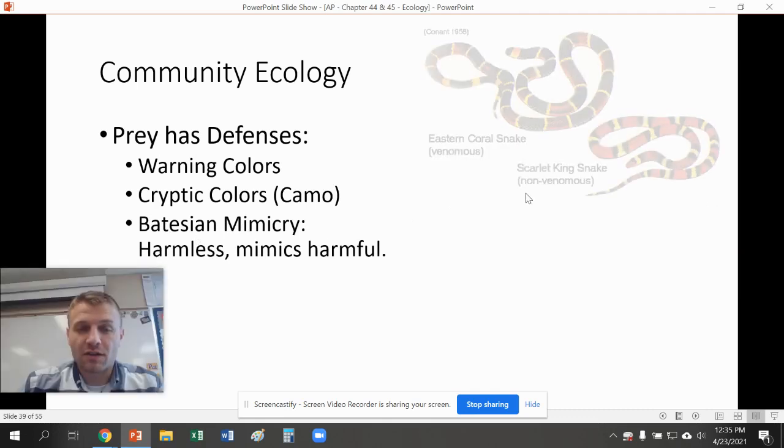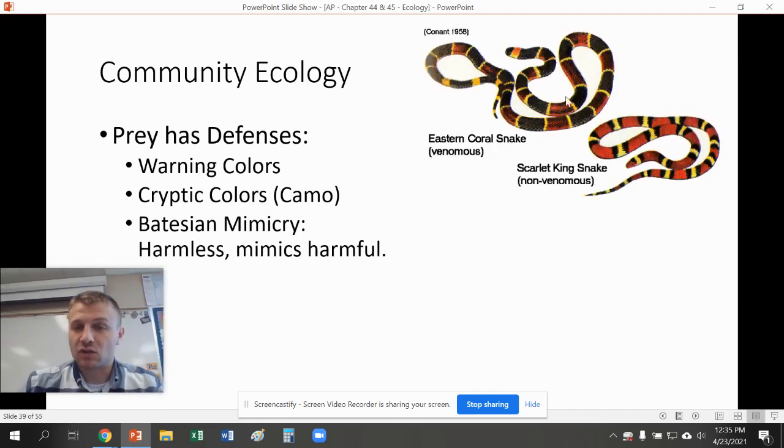Batesian mimicry. These are harmless, and this mimics the actual harmful. So we have this eastern coral snake, which is venomous. The scarlet king snake actually matches, or not perfectly, but it somewhat does, the venomous snake, even though it's not venomous. So it's saying, hey, I might be venomous, but it's really not.